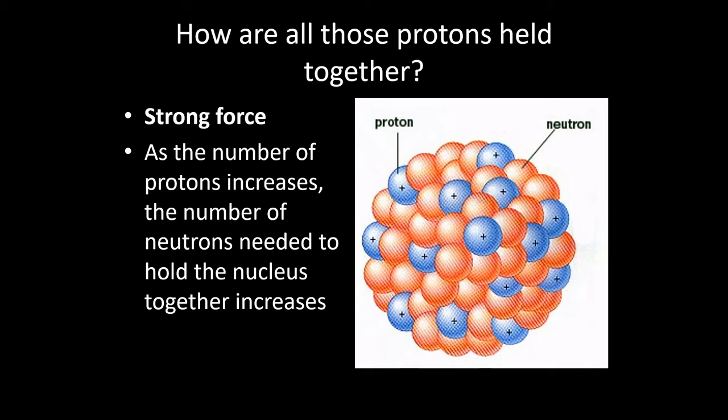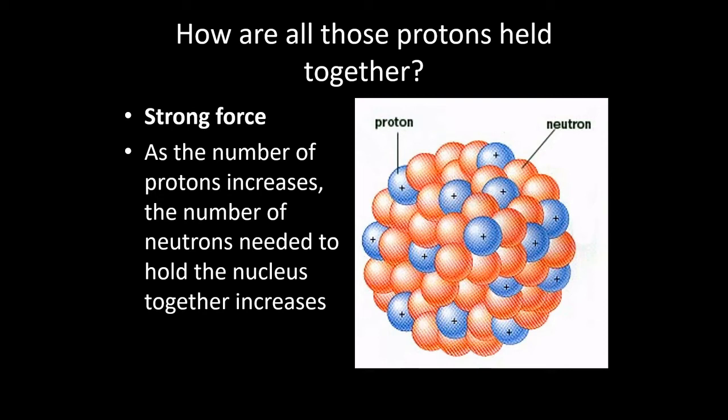You have all these protons that are trying to get away from each other because like charges repel. But there's this other force that is significantly stronger than the electrostatic force of those protons trying to get away from each other. This strong force is essentially, again, a glue holding that nucleus together. That's a strong interaction between those protons and the neutrons.